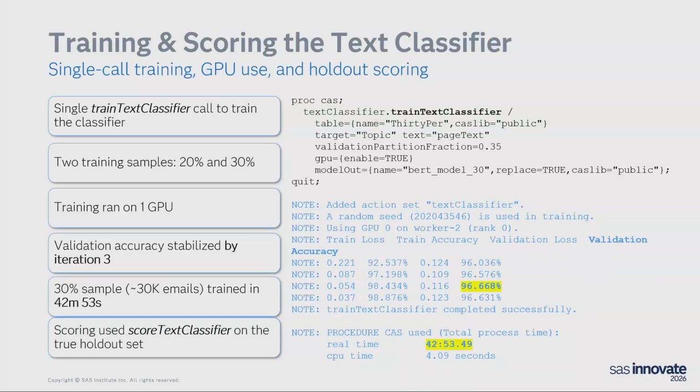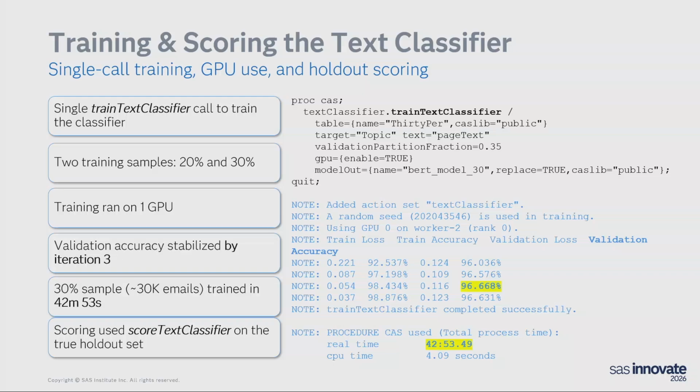To train the transformer-based model, I'll give you a sample code here. Basically, you use the train text classifier action. It is so straightforward. You just specify your input table, what your target class variable is, and what the text variable is. Maybe give a proportion for validation and training, and you create a model with the model out option to a CASLIB. And notice that I didn't do any auto tuning. I didn't do any specific configuration for training these models.